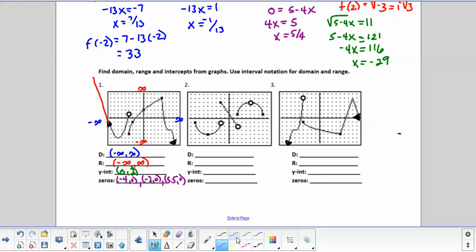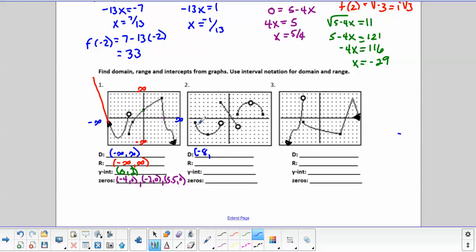Okay, next one. This one does not have arrows at the end, so it has a definite starting point. Let's count back. 1, 2, 3, 4, 5, 6, 7, 8. So the domain starts here at negative 8, and because it has a solid point, we need to include the negative 8.